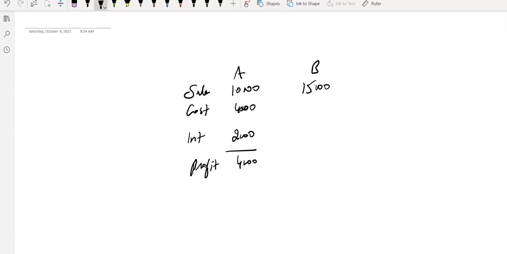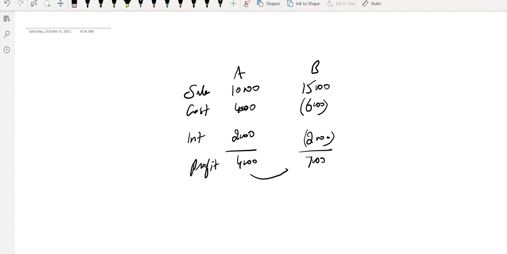And your cost, this is a variable cost, will also increase by 50%, to 6,000. But your interest will remain intact, fixed. So earning will now be 7,000. Sale is increasing by 50%, but your profit is increasing by more than 50%. That is the earning volatility. Earning will become volatile in case of a high level of gearing.